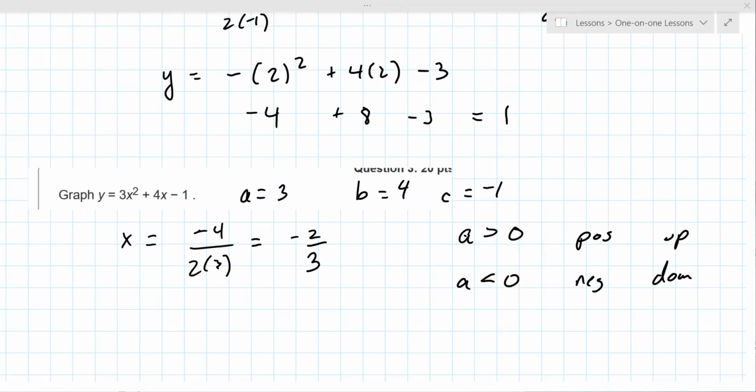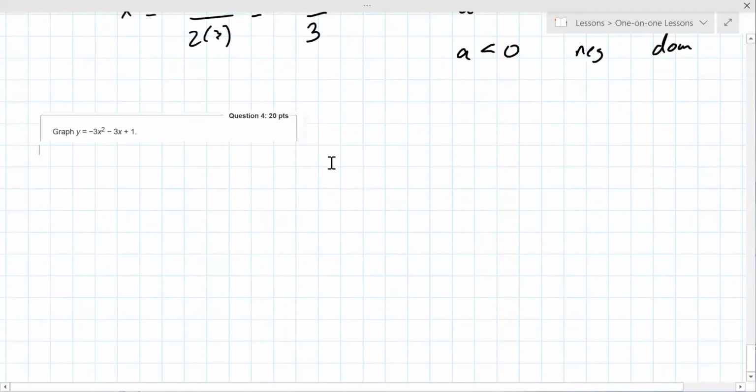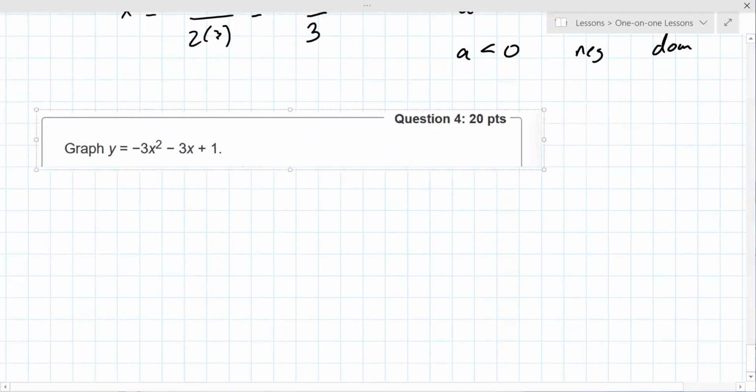All right. Opens up, -2/3. So these are all the same, but we should have you do one more. Kind of the same thing here. I want you to tell me the vertex and whether this opens up or down. It opens down. Okay, agreed.